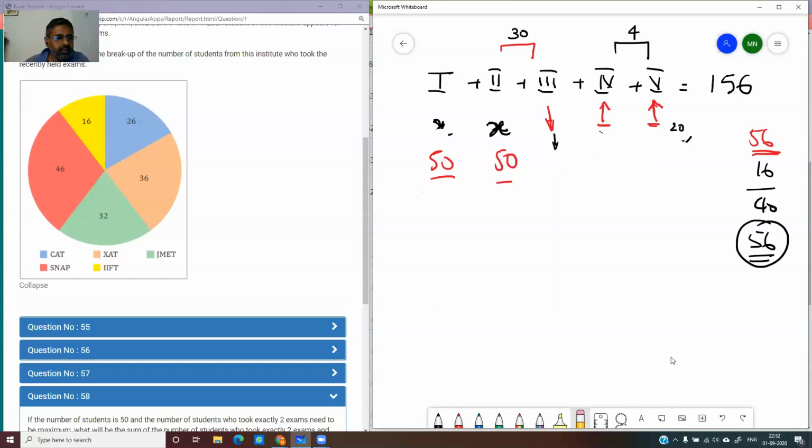56 divided by 3 is what? 20. Sorry, 18, 19, isn't it? So 19 I can't take. I can't take 18. I'll have to take 19 here. I can't take 19 there, isn't it? I'll have to take 18 here. I'll have to take 19. This would be the split, because I need to take a minimum here.